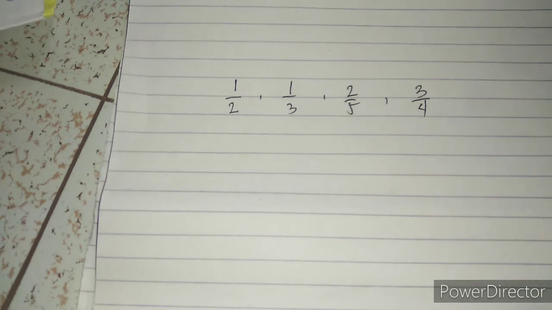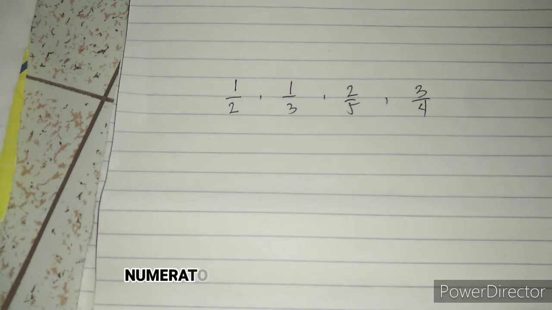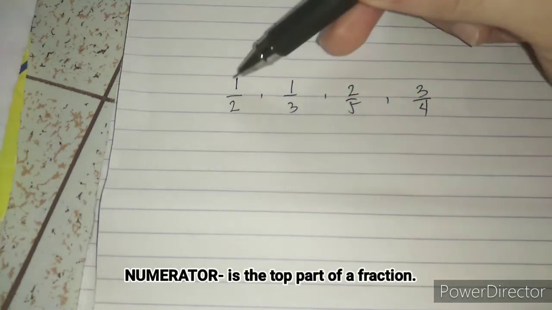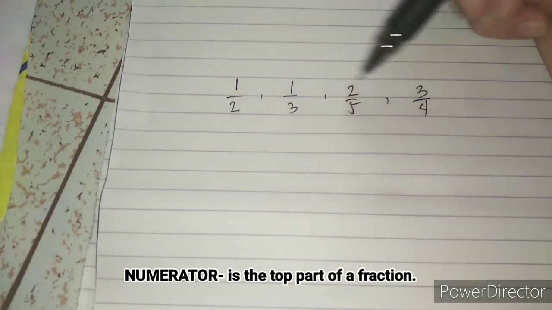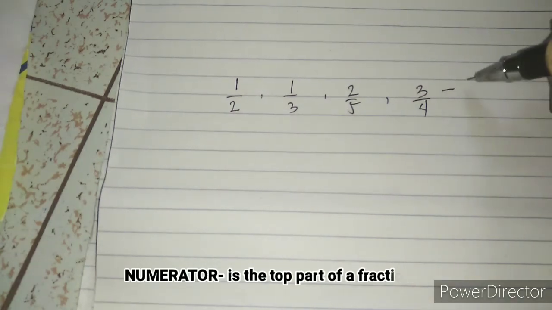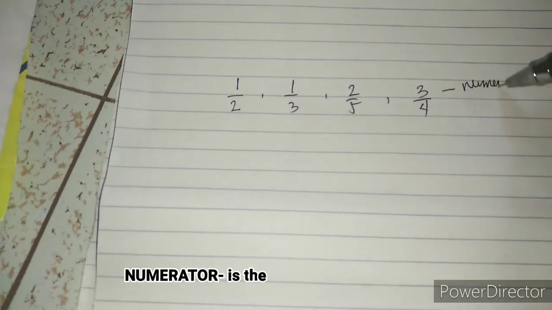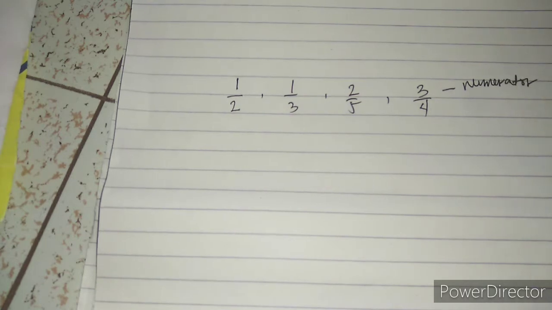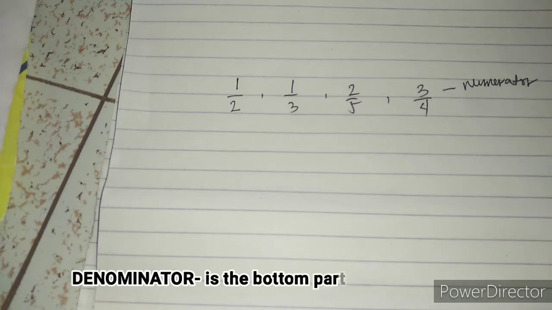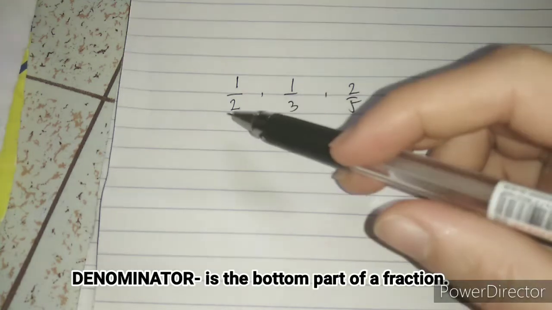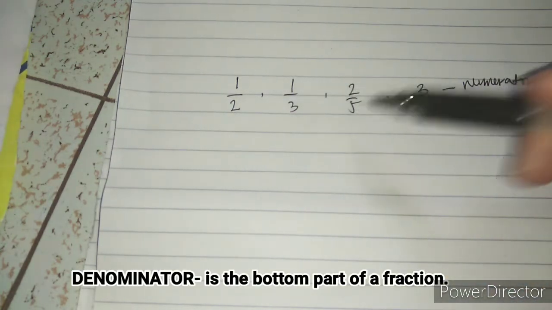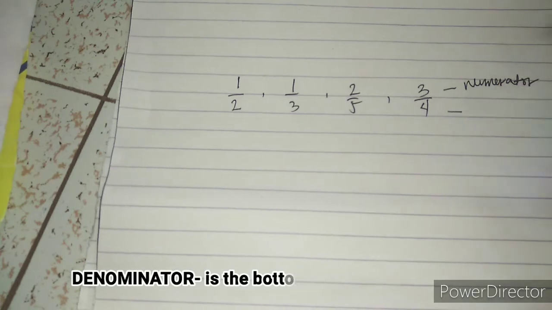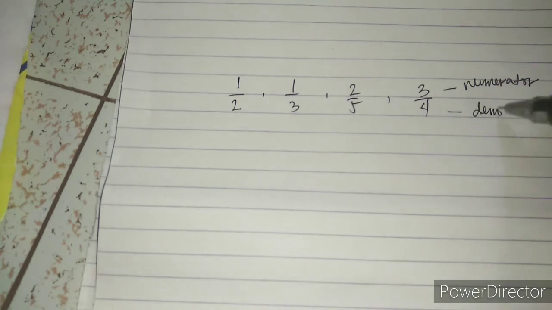In fractions, it has two parts. The first one, we have the numerator. Numerator is the top part of a fraction. So, ang numerator, itong 1, 2, and 3, ito yung tinatawag na numerator. Nasa taas. And the second one, we have the denominator. Denominator is the bottom part of a fraction. Ang denominator naman, andito siya sa baba. Itong 2, 3, 5, and 4. These are called denominators.